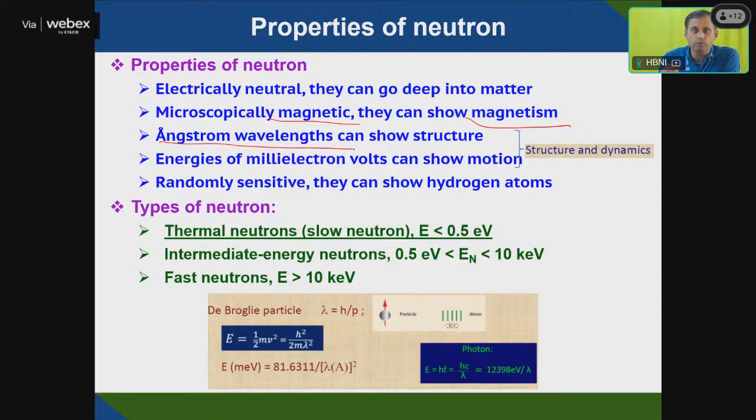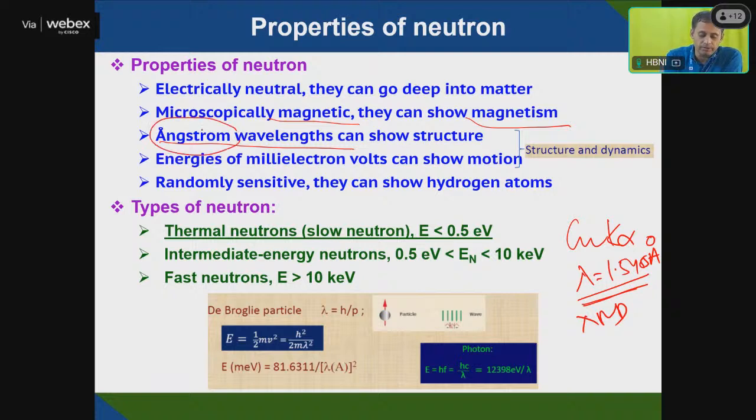If you see, for example, copper K alpha that we use in X-ray, the wavelength lambda is equal to 1.5405 angstrom. So being a very low wavelength, you will be able to see the structure information in case of X-ray diffraction analysis. Similarly, this neutron wavelength is in the angstrom region. Because of that, that will give you structural information, and that energy in the milli-electron volts can show motion. So because of that, you will get both structure and dynamic information from neutron scattering studies.